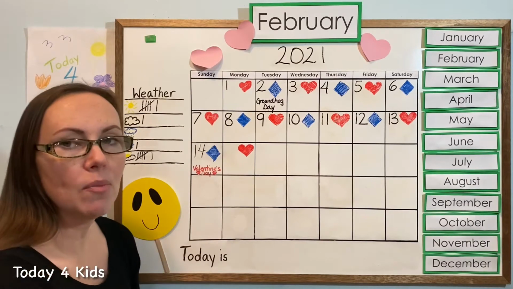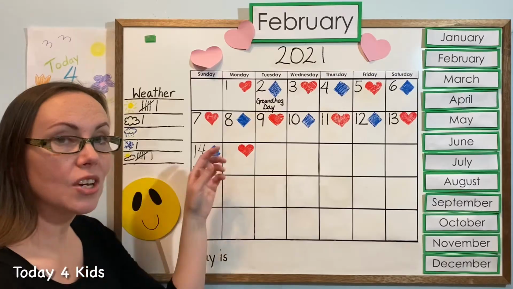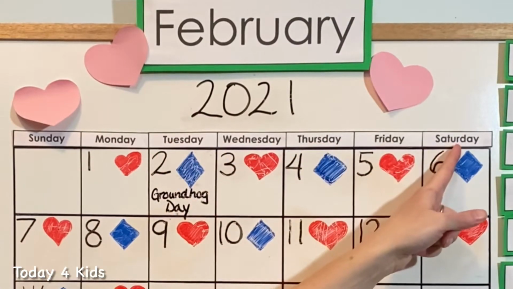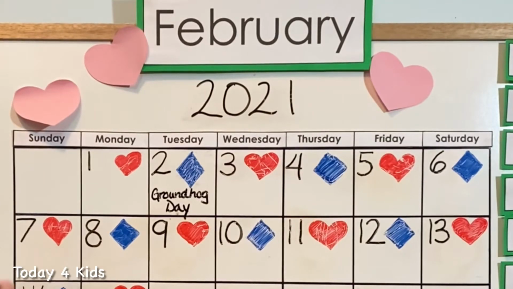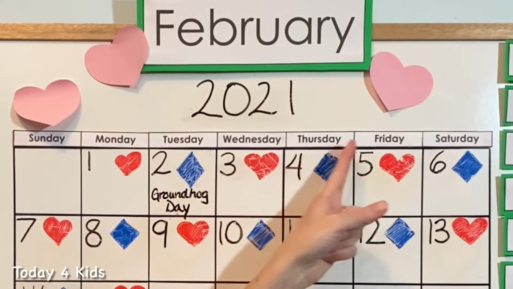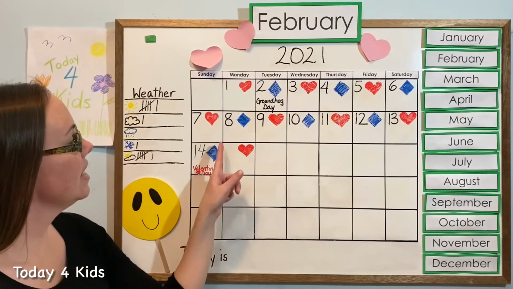Monday. Do you remember how many days of the week there are? Let's count and see if you're correct. Are you ready? 1, 2, 3, 4, 5, 6, 7. There are 7 days in the week. Sunday, Monday, Tuesday, Wednesday, Thursday, Friday, Saturday. Good job. And today is Monday.